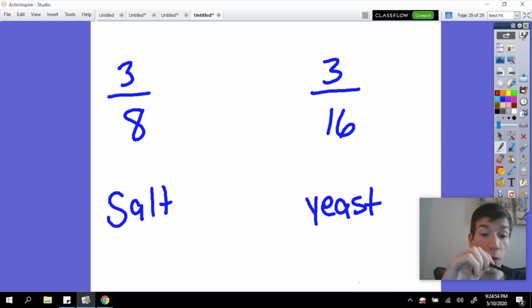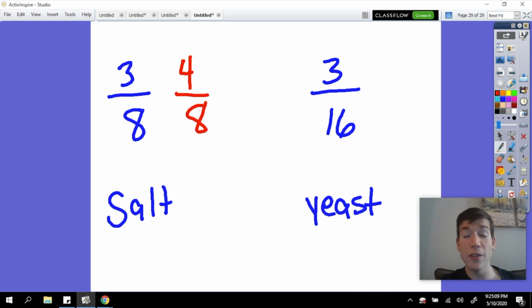So let's start out with 3/8 of an ounce of salt. Remember, we're talking about ounces. We're talking about 3/8. The first thing I notice is that 3/8 is less than half, because remember, 4/8 would be half. So we're talking about a little bit less than half of an ounce, just slightly less than half of an ounce when we're talking about 3/8.